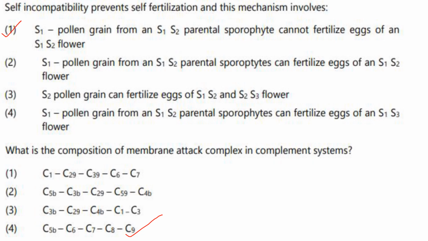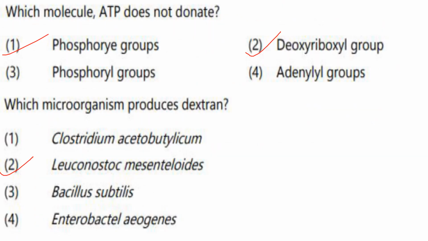Then next one. What is the composition of membrane attack complex in complement system? So in the complement system, in the end they will form what is called a membrane attack complex after all the complement pathways. This membrane attack complex composition they have asked. So it is C5b, C6, C7, C8 and C9. Answer is option 4.